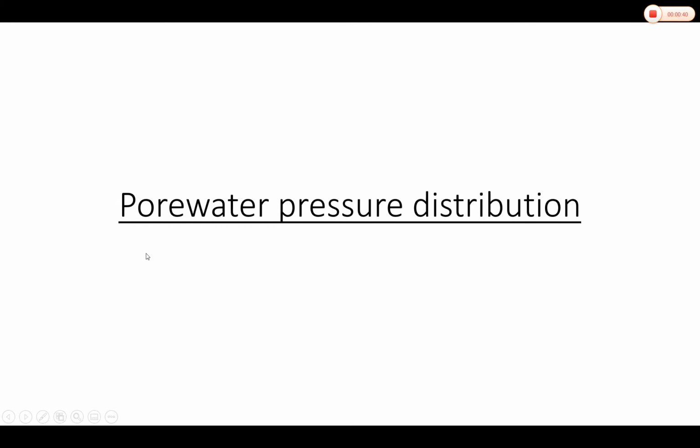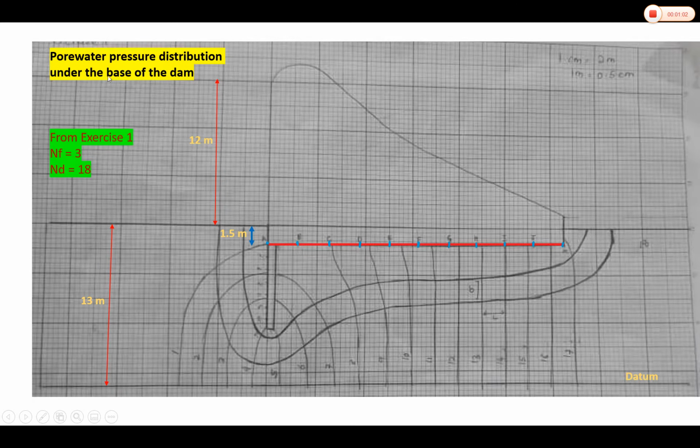Okay, now we start with the pore water pressure distributions. Last week, the lecture focused on the pore water pressure at any point within the flow net underneath the concrete dam. So for this week, we will discover the pore water distributions along under the base of the dam. I'm still referring to exercise 1, but with the presence of the sheet pile here on the left side of the concrete dam.